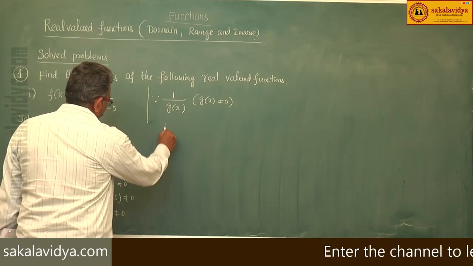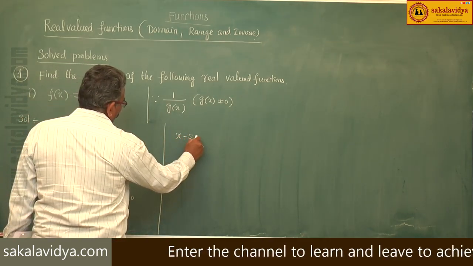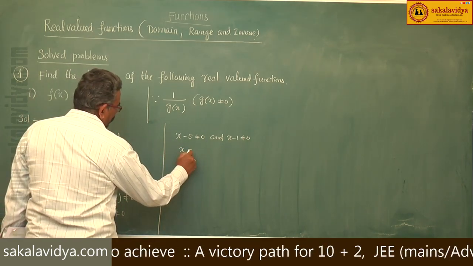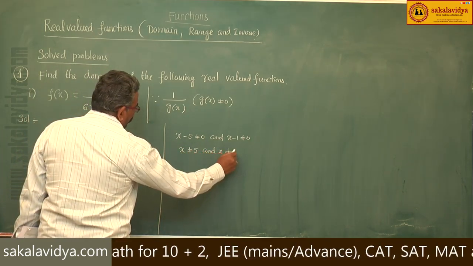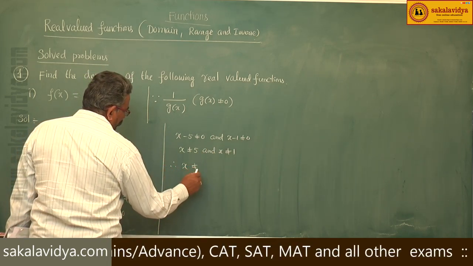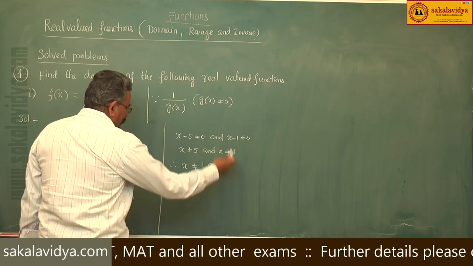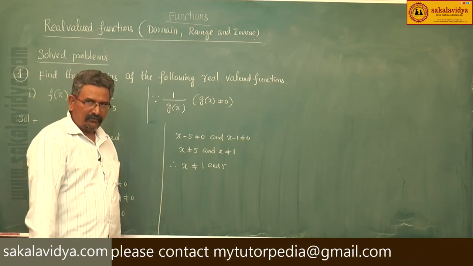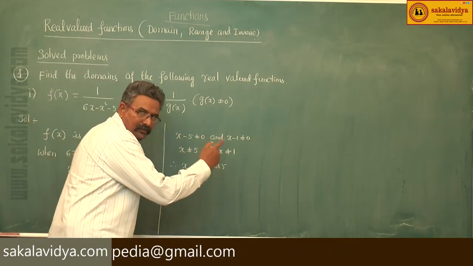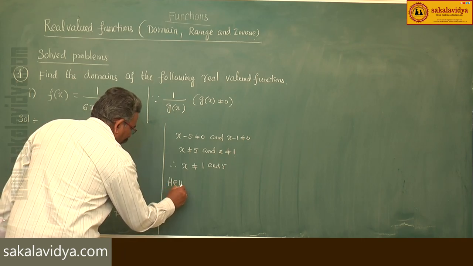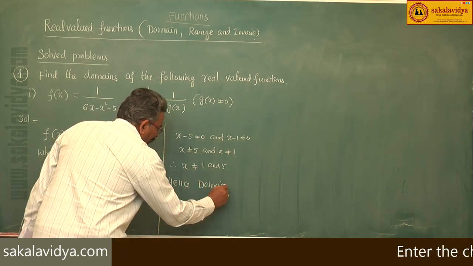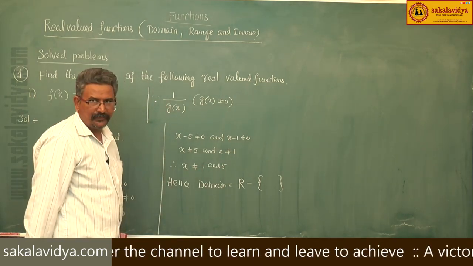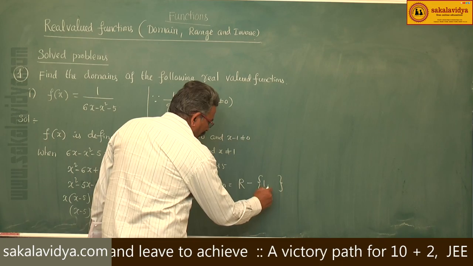So here x minus 5 does not equal 0 and x minus 1 does not equal 0. So x does not equal 5 and x does not equal 1. These both values are to be deleted from the real number system. So for all real values, the function is defined except 1 and 5. Hence, domain is equal to R minus the set of these two elements, that is R minus {1, 5}.